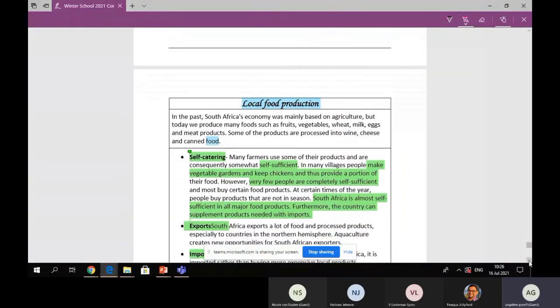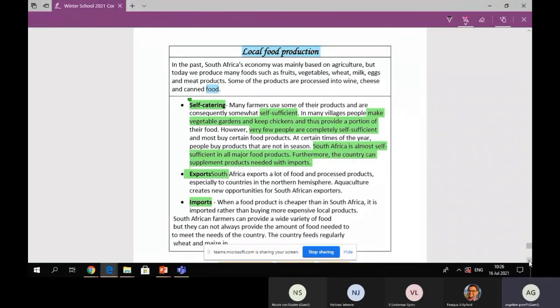Then just in terms of local food production, we see that in South Africa, we are able to produce most of the food that we need. And where we fall short, we are able to import, which is good. So here's a few terms that you also need to know. You will find self-sufficient. When we think in terms of local food production, we talk about not self-catering, please, self-sufficient. Some people might be self-sufficient to a certain degree because they might have chickens and they can produce eggs and they might have cows and they can produce milk, etc. But very few people are self-sufficient.